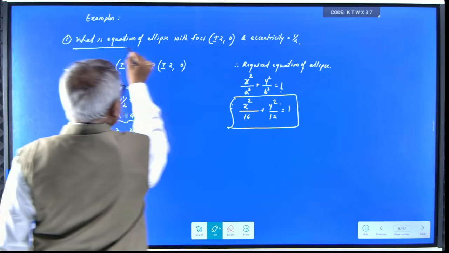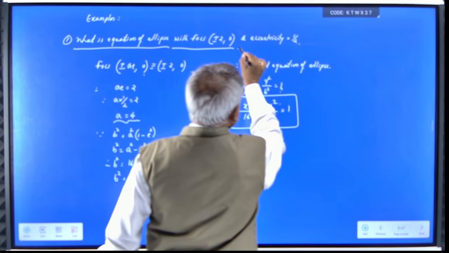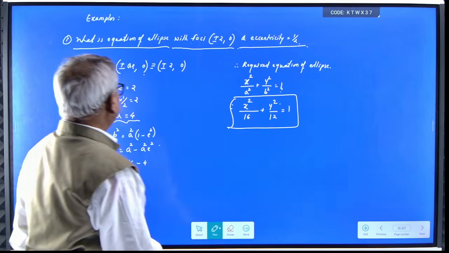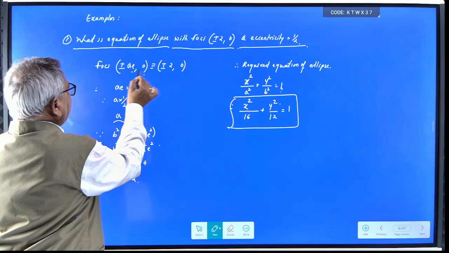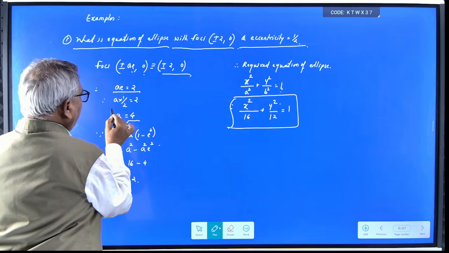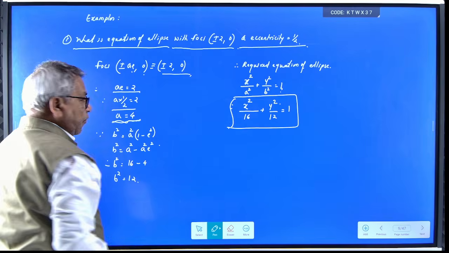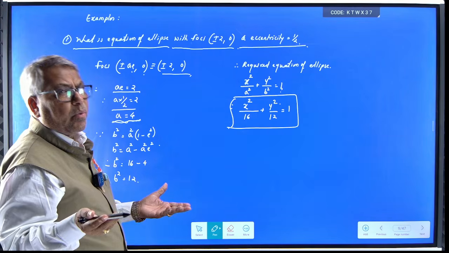Example. What is the equation of the ellipse with foci at plus or minus 2, 0 and eccentricity 1 by 2? The foci plus or minus A e, 0 equal plus or minus 2, 0. So A into the given 1 by 2 is equal to 2, so A is equal to 4. Once you get A, I want B only.